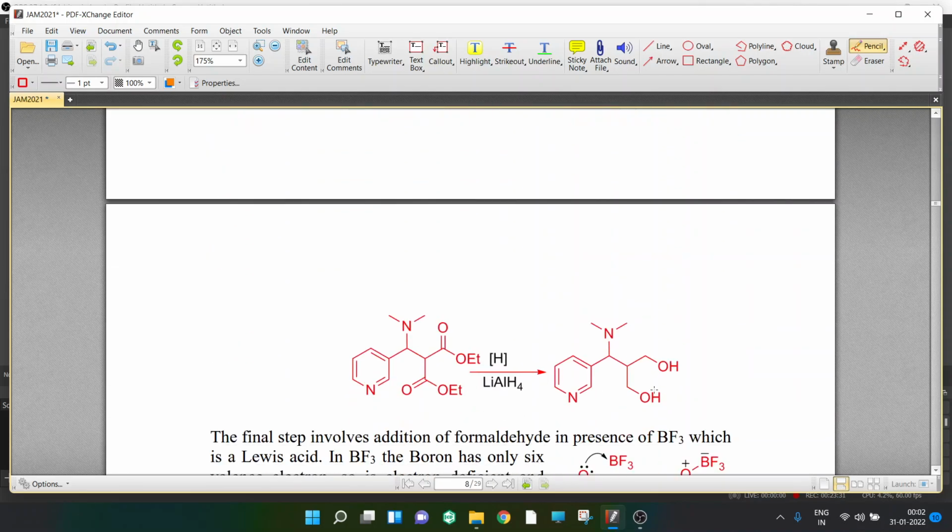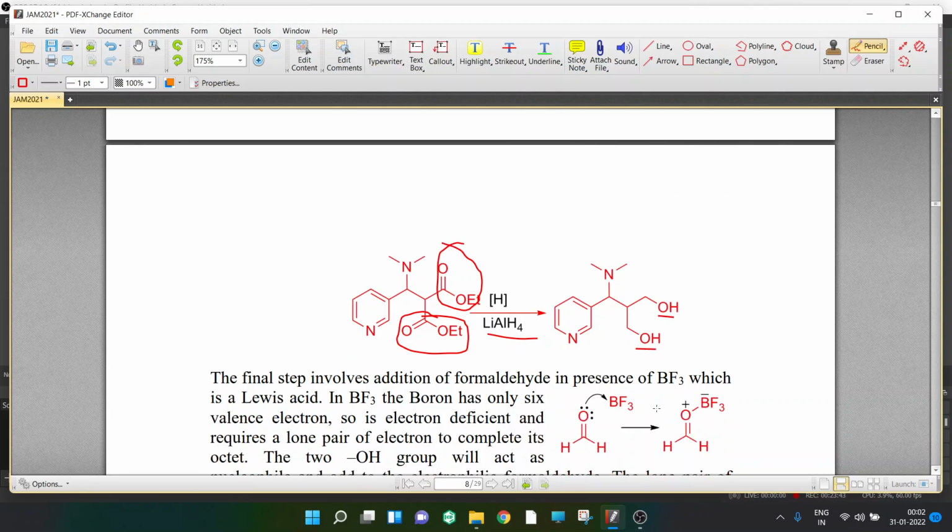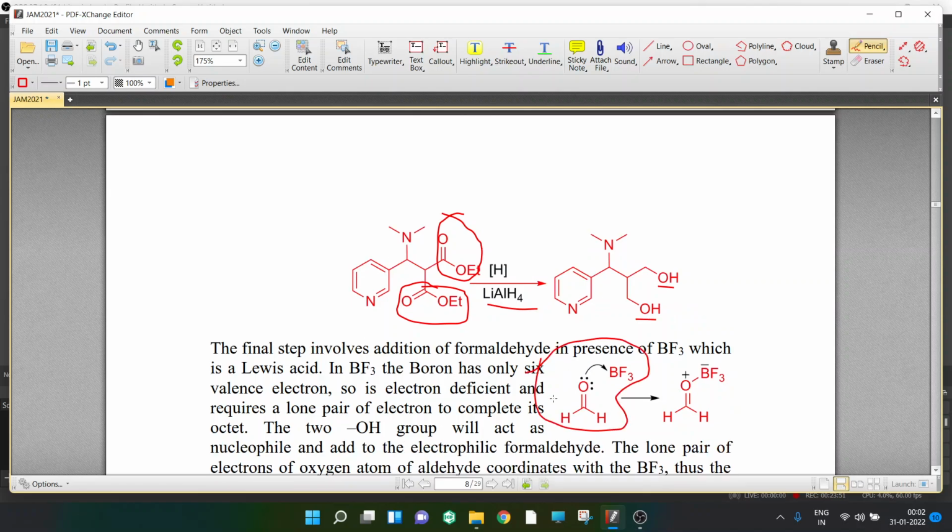Next, you are reducing with LiAlH4. The only reducible species you can see here is the ester. It will reduce esters to alcohol, and you are getting OH here, OH here. Fine. The final step is you are adding formaldehyde in presence of BF3.